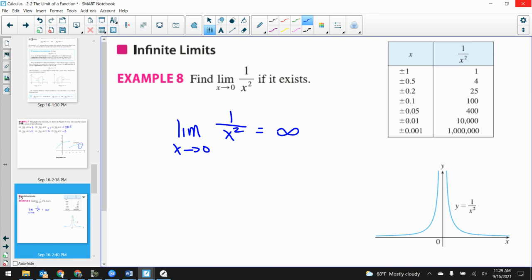So be careful. Use the correct notation there. This is going to keep getting bigger and bigger and bigger in my y values. This is going to look like a vertical asymptote. Graphically, infinite limits look like vertical asymptotes. Yeah, it'll never go to both, will it?